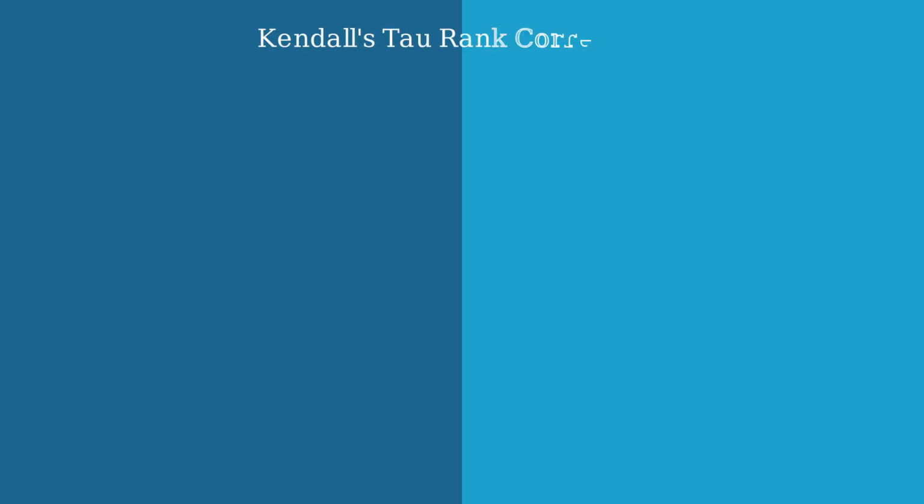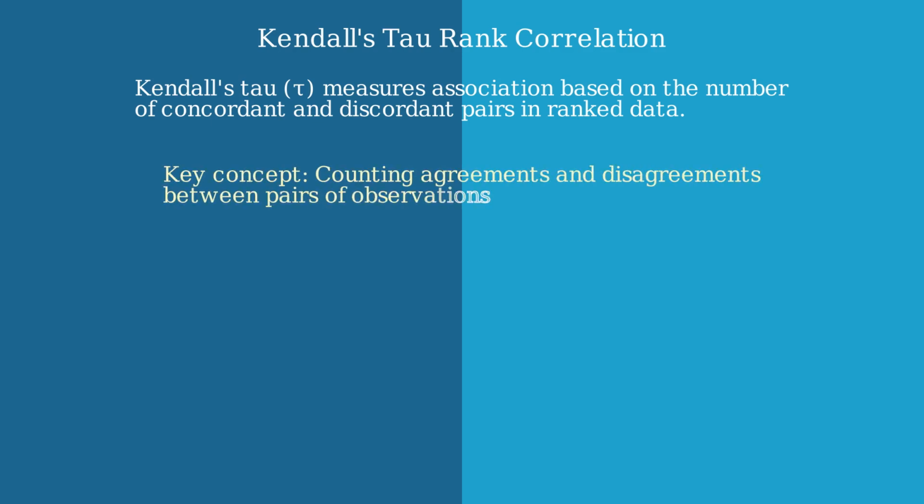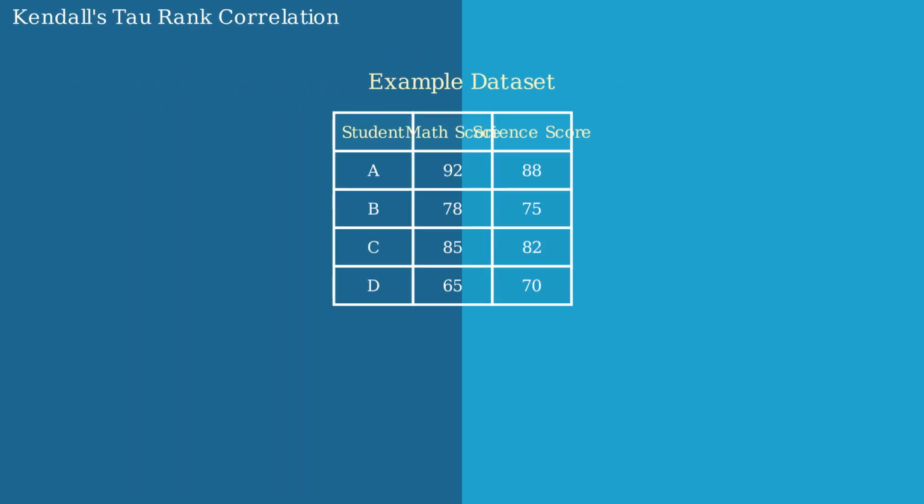Kendall's tau is another important rank correlation coefficient used to measure the association between two variables. Unlike Pearson's correlation that measures linear relationships, Kendall's tau works with ranked data to assess if two variables change together. The key concept is counting pairs of observations and determining if they change in the same direction or opposite directions. Let's use a simple example with students' math and science scores to understand concordant and discordant pairs.